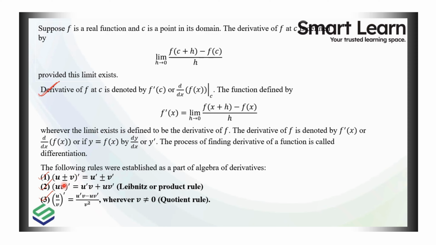You already studied this last year: u plus v the whole dash is u dash plus v dash. For uv the whole dash, that is the product rule: first derivative into second plus first into second derivative. Then u by v the whole dash is derivative of numerator into denominator minus numerator into derivative of denominator, by denominator square.